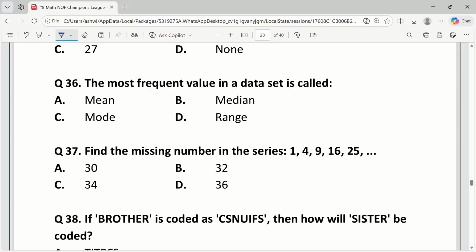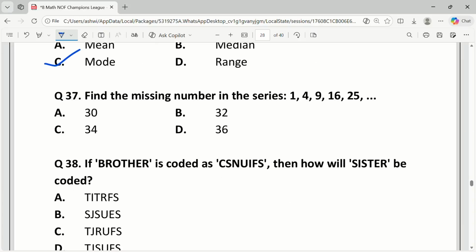36. The most frequent value in a data set is called mode. Question 37. Find the missing number in the series 1, 4, 9, 16, 25. The series 1, 4, 9, 16, 25 consists of squares of consecutive natural numbers: 1 squared, 2 squared, 3 squared, 4 squared, 5 squared. So the next number will be 6 squared, which is equal to 36. So the answer is B, 36.